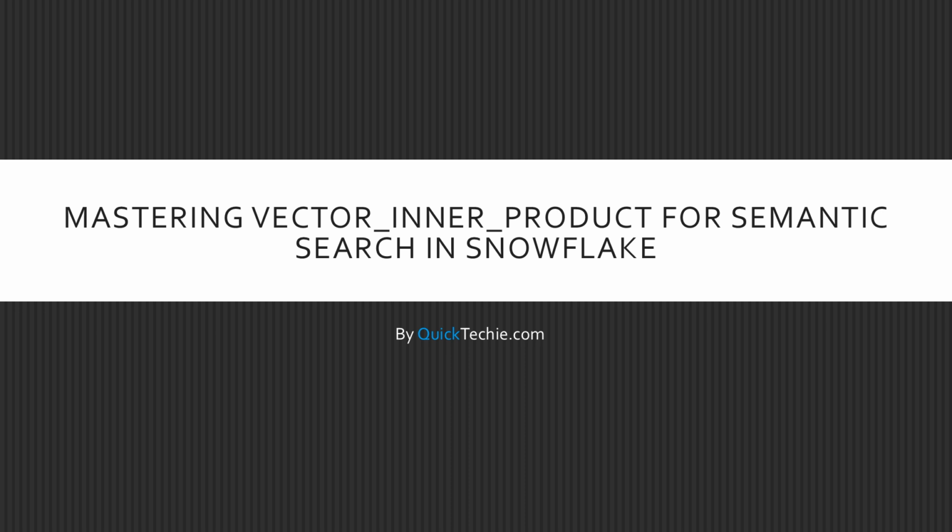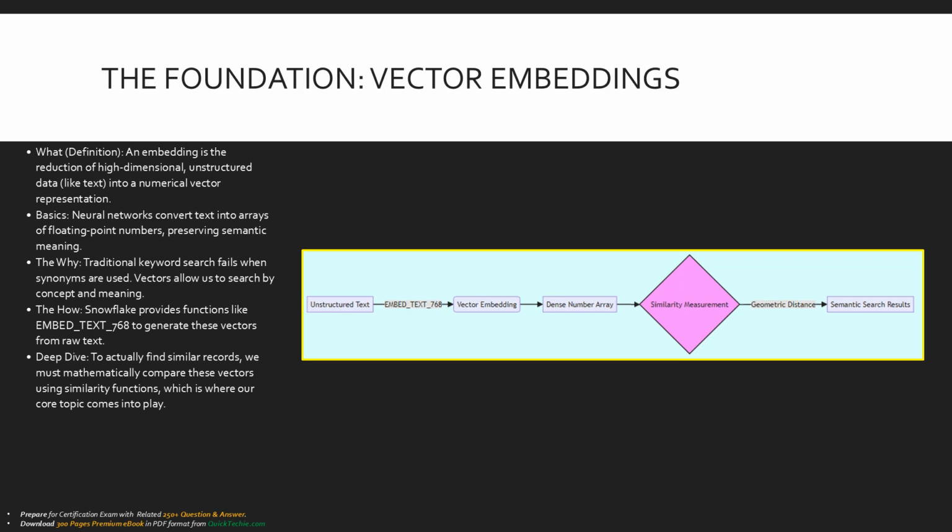Let's get started. Before we can understand how to compare vectors, we must establish what they are. In the era of generative AI, we deal with massive amounts of unstructured data, like customer support logs or product reviews. An embedding is simply a mathematical reduction of this high-dimensional text into a dense array of floating-point numbers, a vector. Why do we do this?